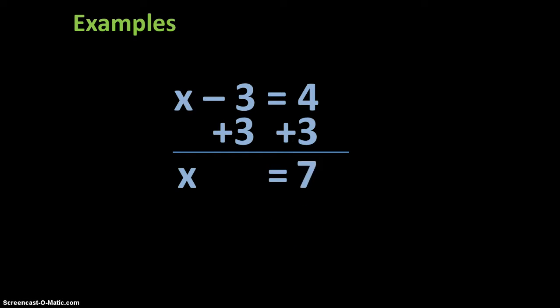So x equals 7. Again, if I substitute the 7 in for x, then I end up with 7 minus 3. 7 minus 3 does in fact equal 4. Again, we're looking for the balance on both sides. And that is how you solve one-step equations using adding and subtracting. So just hold tight real quick, and we will work on solving one-step equations using multiplication and division.